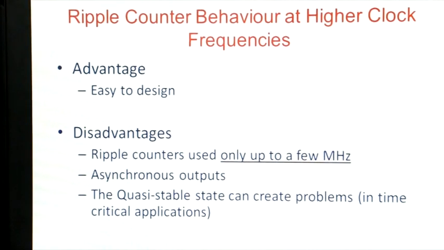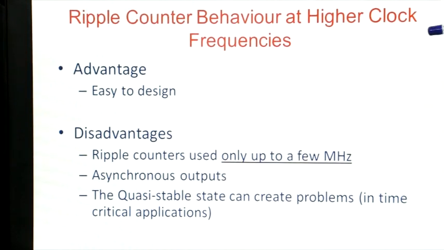So in summary, we can say that for the ripple counter, what is the advantage? It's very easy to design. You saw that all that we did is we just needed one decoder. That's all we needed, and therefore it's very easy to design. What is the disadvantage? We saw that the ripple counters can be used only up to a few megahertz, and the maximum we could see is about 2 megahertz or a few megahertz.